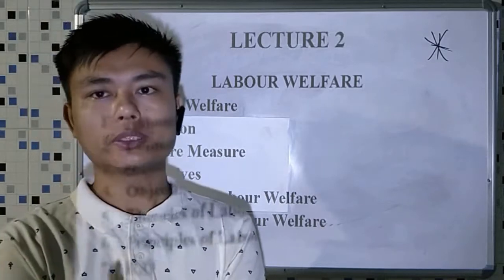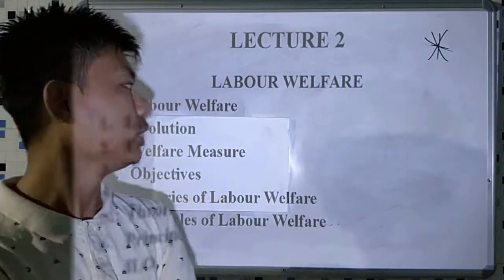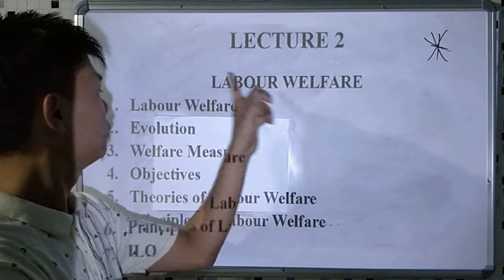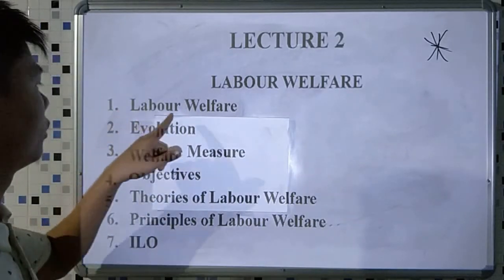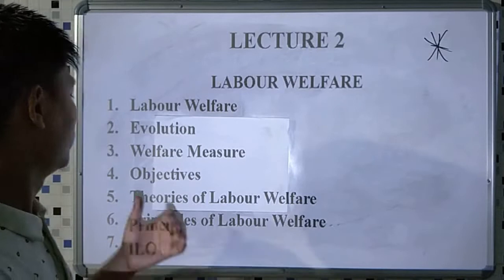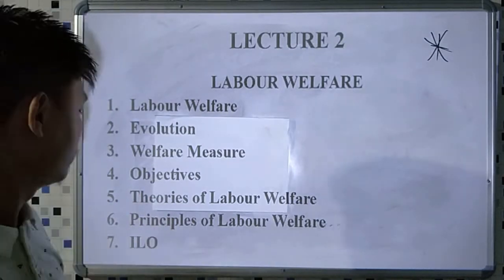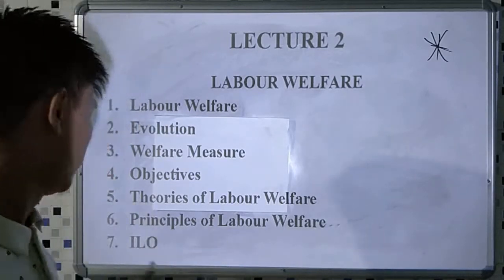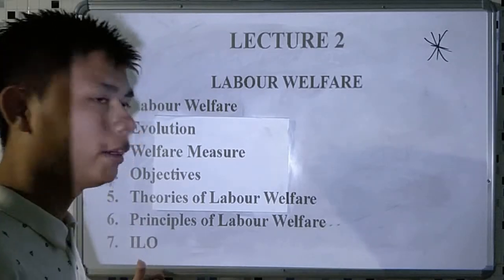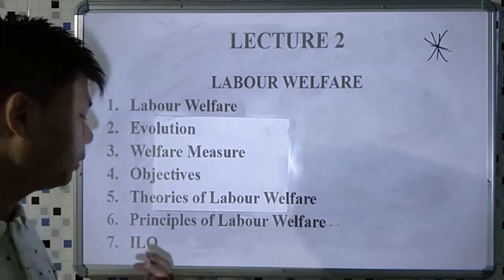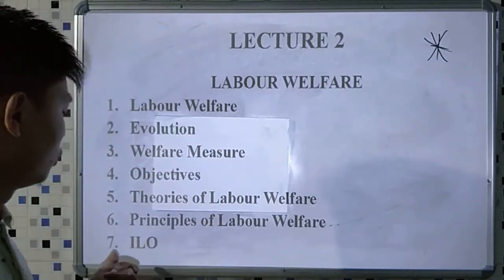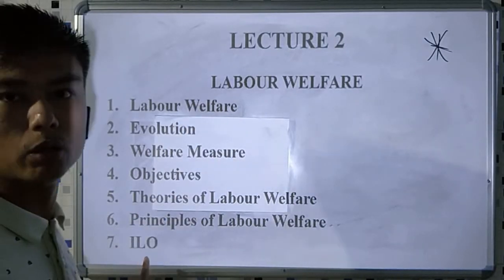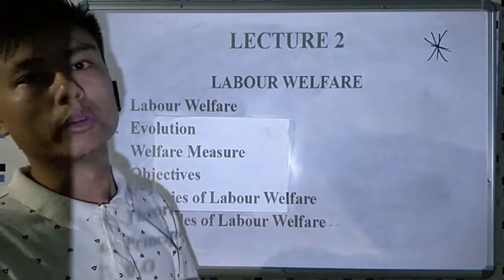So the topic which we will be discussing today is labor welfare. You can find the list of all those. We'll be speaking first about labor welfare, and then evolution, welfare measures, objectives, theories of labor welfare, and principles of labor welfare, and ILO. Last time I also told about the ILO, but I didn't do it again. Today it will be third, after this. First I thought it would be better to explain all this, then go back to ILO. Otherwise it will be in the middle of nowhere. So let's begin.